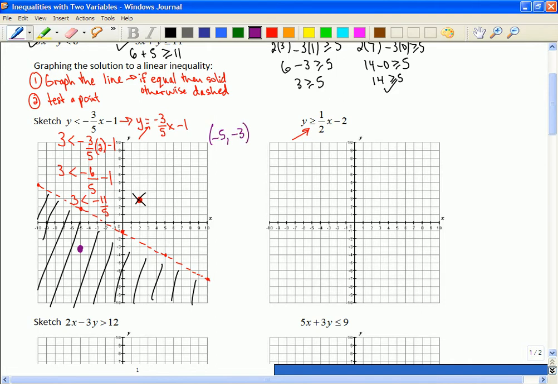You can pick any point you want, but again, the reason why this works better is when I plug it in this time, I'm going to ask is negative 3 less than 3 over 5 times negative 5 minus 1. So when I do this, that fraction is going to cancel out, and I'm going to have negative 3 less than 3 minus 1. Is negative 3 less than 2? Yes, it is. Every point in that side will end up working in the inequality. Remember, you don't need to check every one. You only need to find out the one time.